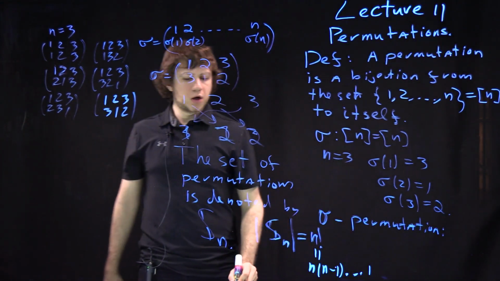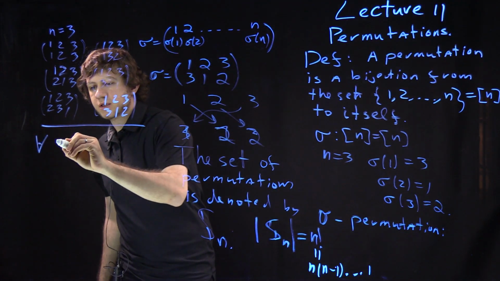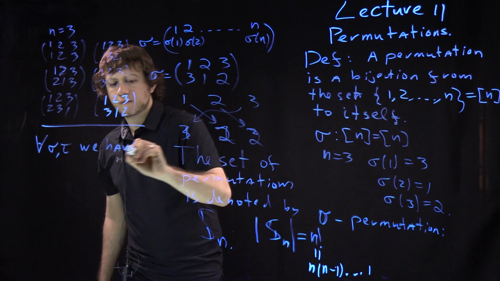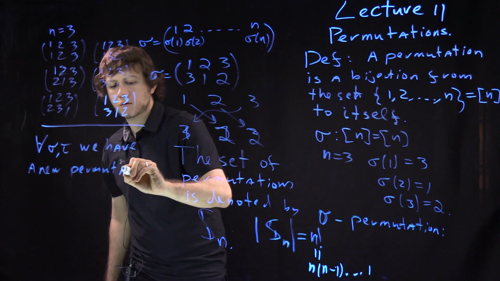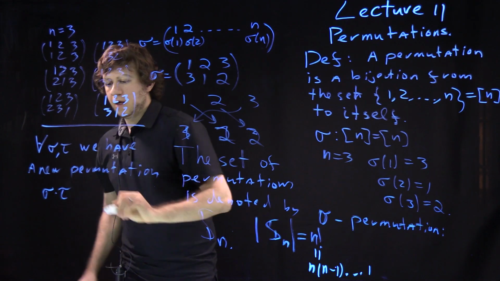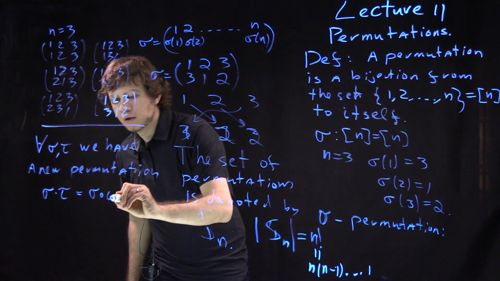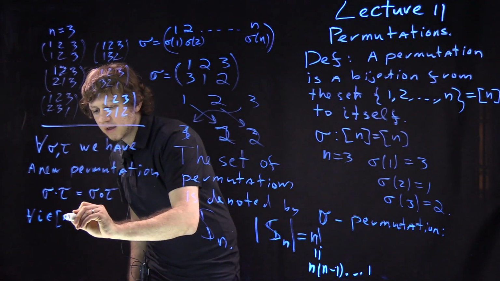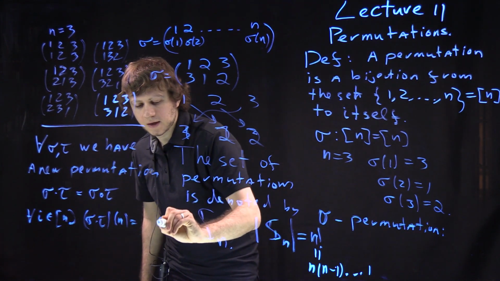Okay, so what can we do with permutations? For every permutations sigma and tau, we have a new permutation, sigma times tau. This is a product, but what it actually is, it is just a composition. And it is defined by the rule that for every i inside the set, sigma tau of i is defined as first you do tau, and then you do sigma.